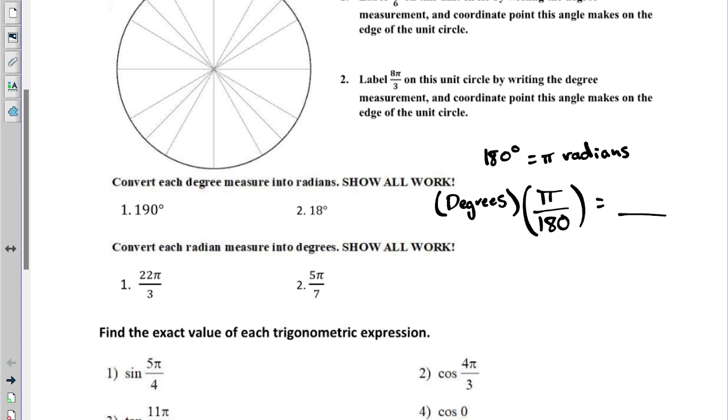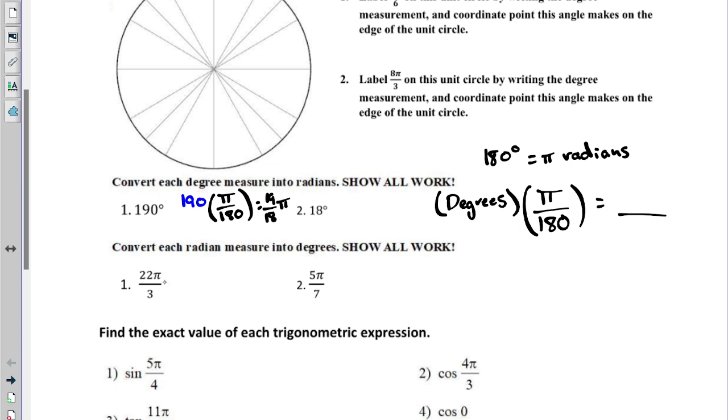So you plug in your degrees, such as 190, and then you multiply it by pi divided by 180, and then I would normally write this as 19 over 18 pi. I just reduce this fraction and then put pi next to it. That's all I would do.